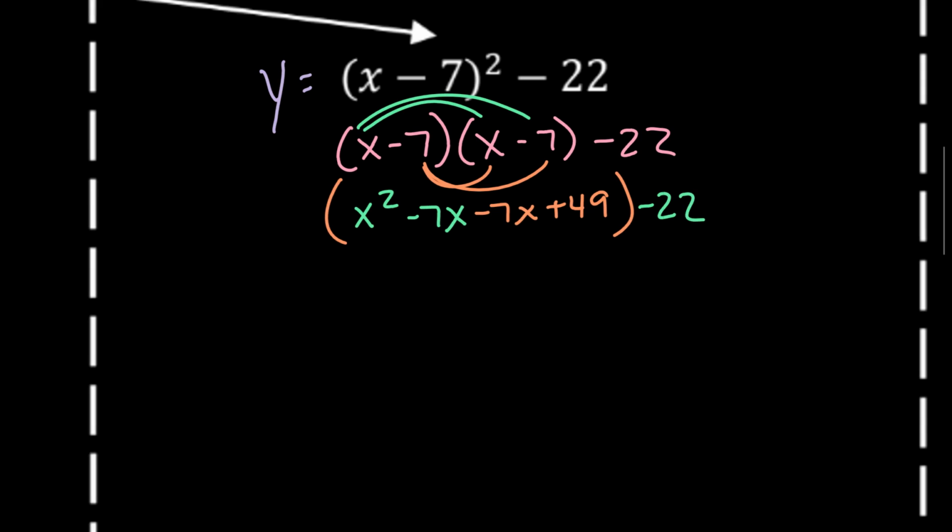Now what do I do? Add like terms. We have like terms of negative 7x and negative 7x. What is negative 7x minus 7x? Negative 14x, not 0.